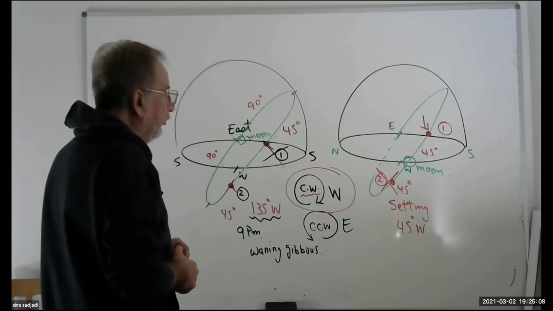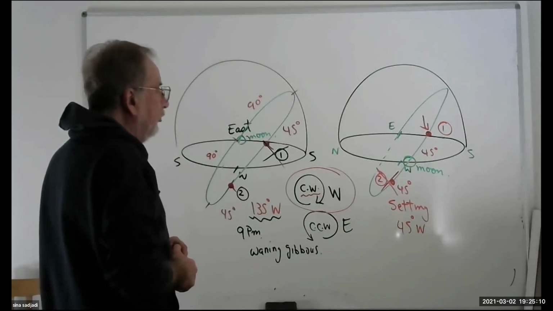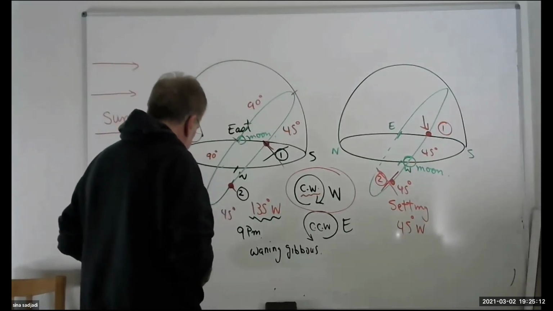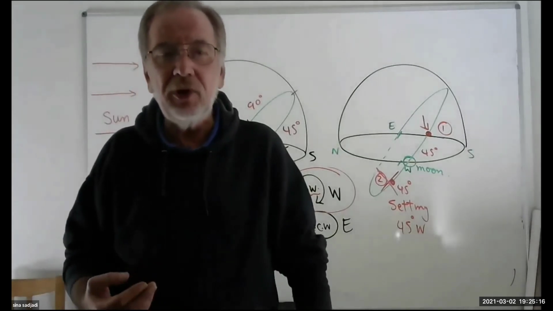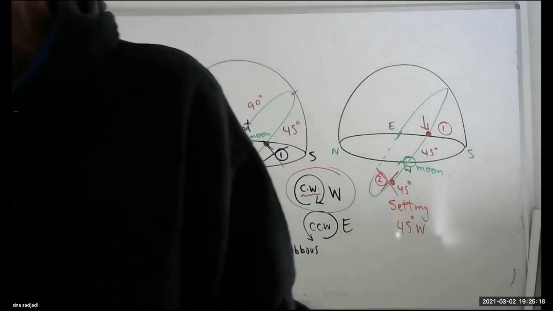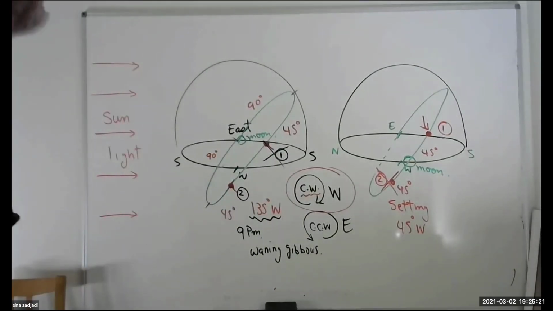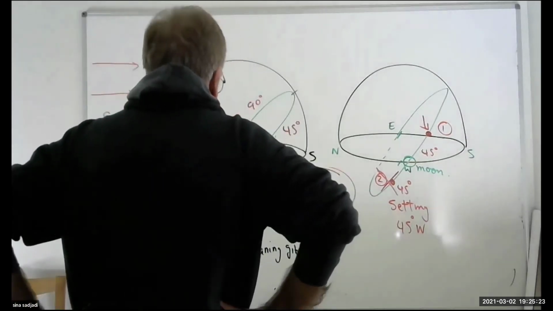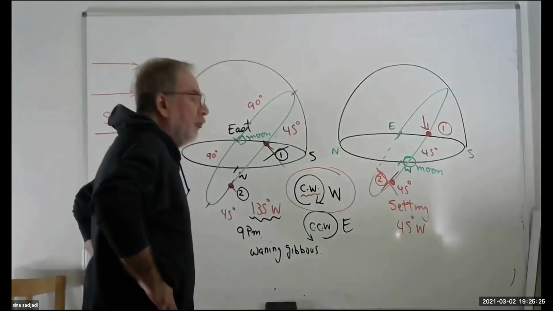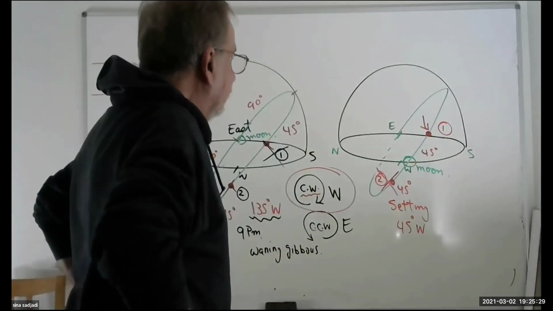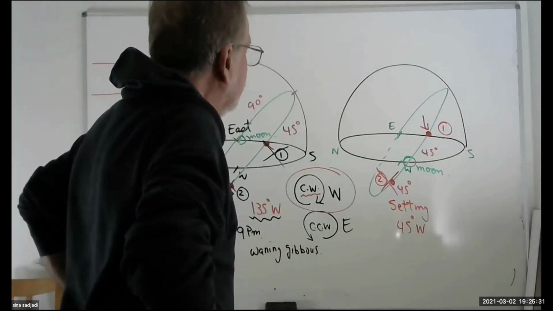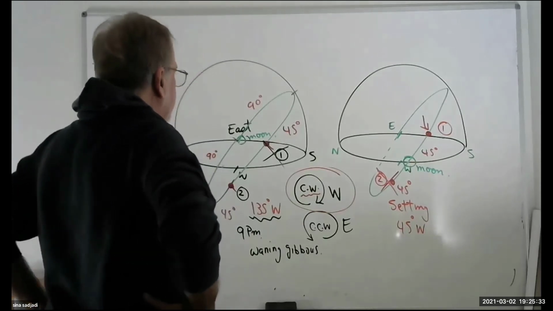3 p.m. And what is the phase? 45 degrees west. What would the phase be? Would it be a waning crescent? Waning crescent, that's right. So it'll be waning crescent, and the time is going to be 3 p.m.